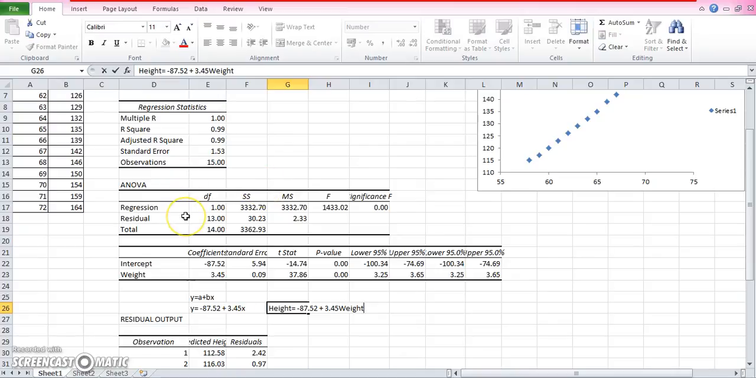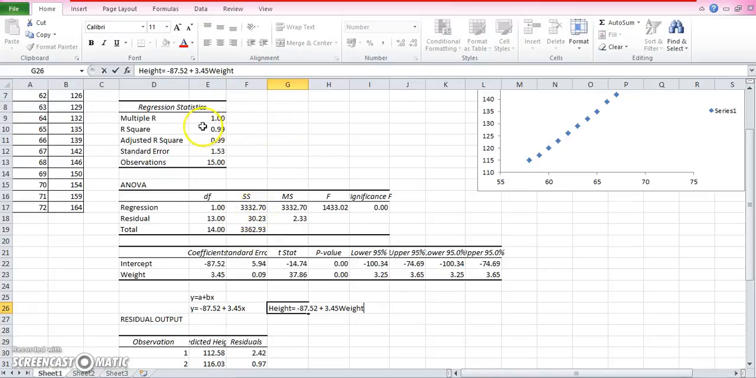Okay, this is for ANOVA. ANOVA is analysis of variance. In the analysis of variance, this is the sum of squares of regression, this is the sum of squares of residual, and this is the sum of squares of total. How do we find the regression? For the sum of squares of regression, we can subtract this and this. 2362.93 minus 30.23, we get the sum of squares of regression.